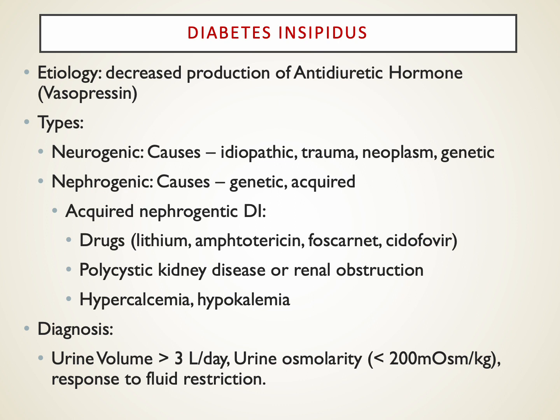You can also have polycystic kidney disease or renal obstruction that causes a decreased production or a decreased amount of antidiuretic hormone. And you could also see patients with hypercalcemia or hypokalemia present that way. The diagnosis for diabetes insipidus is when urine volume is greater than 3 liters per day and a low urine osmolality in response to fluid restriction.